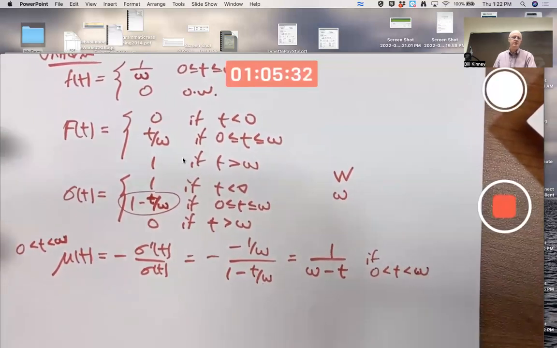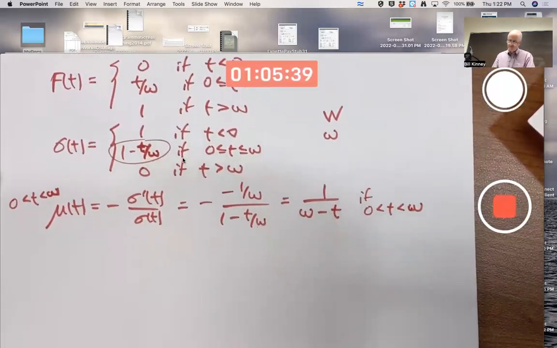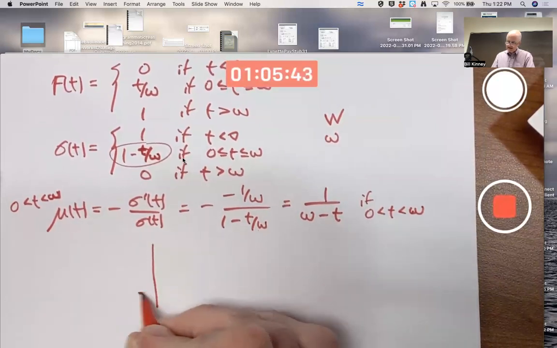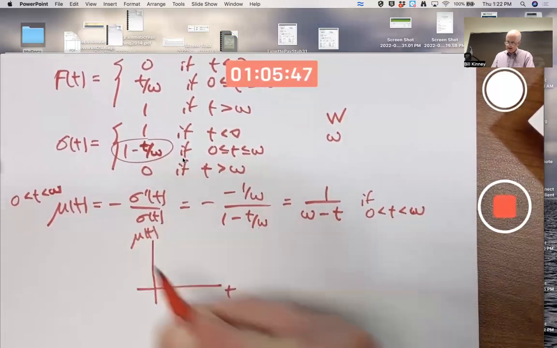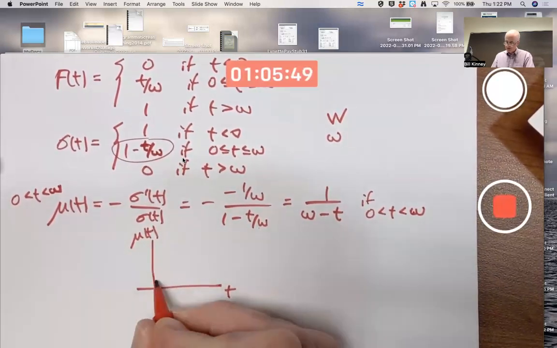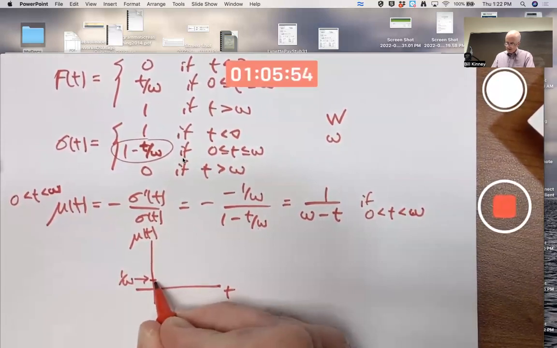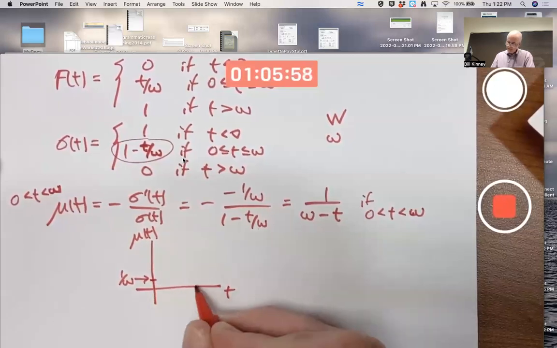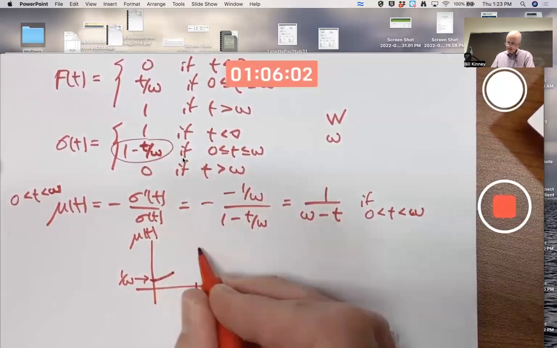That's not a constant function. It's a function whose graph looks like this. When t is 0, it's 1 over omega, which if omega, for example, is 100, would be 1 over 100. When t approaches omega, the graph's got a vertical asymptote there.